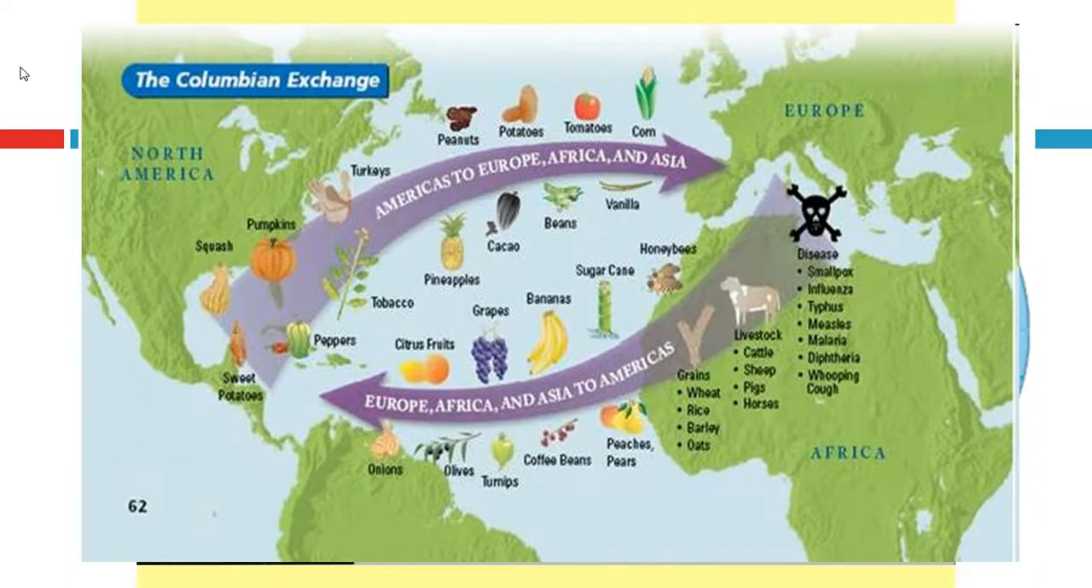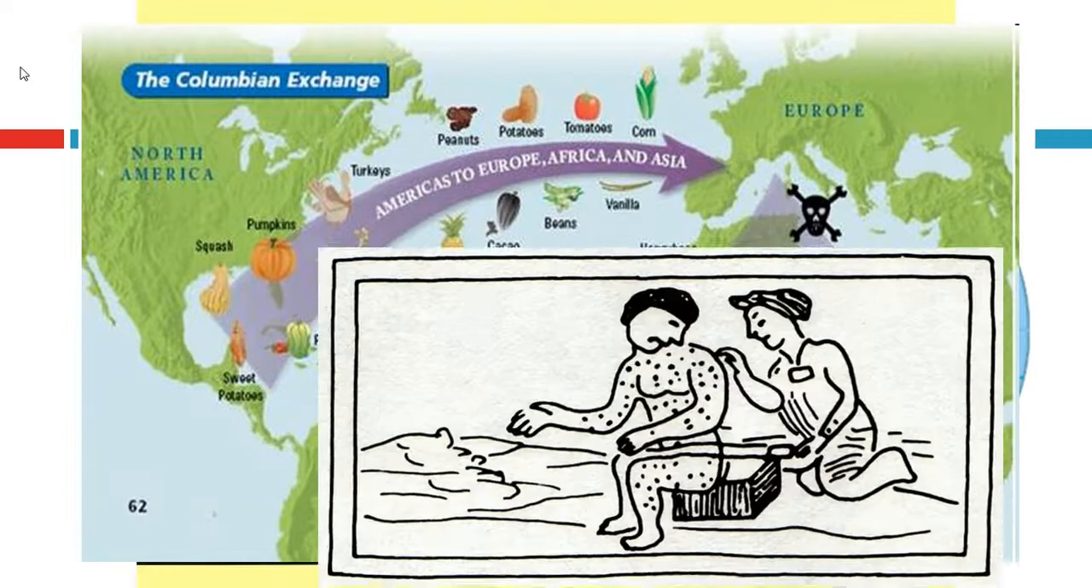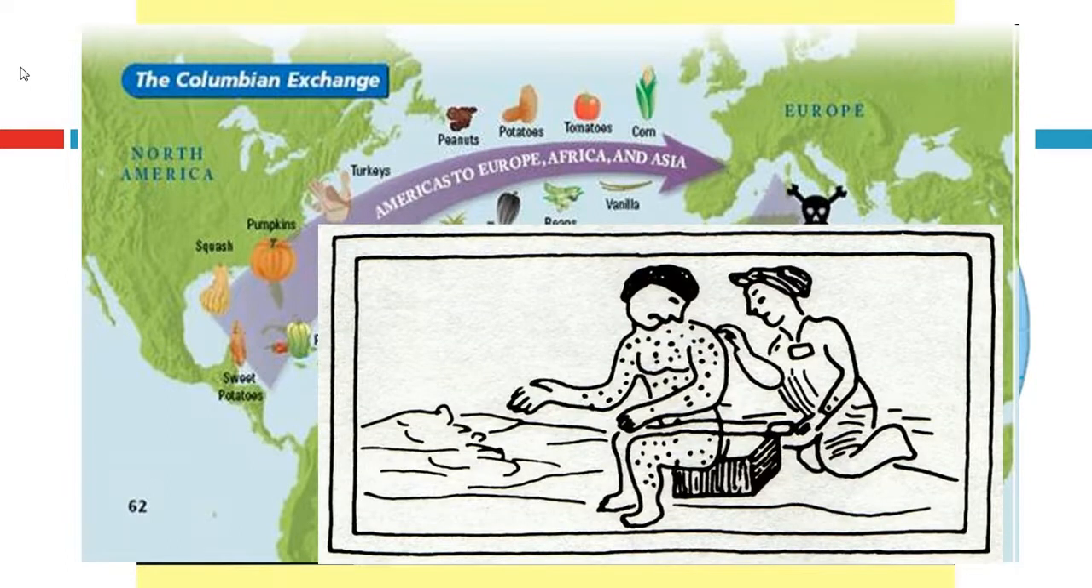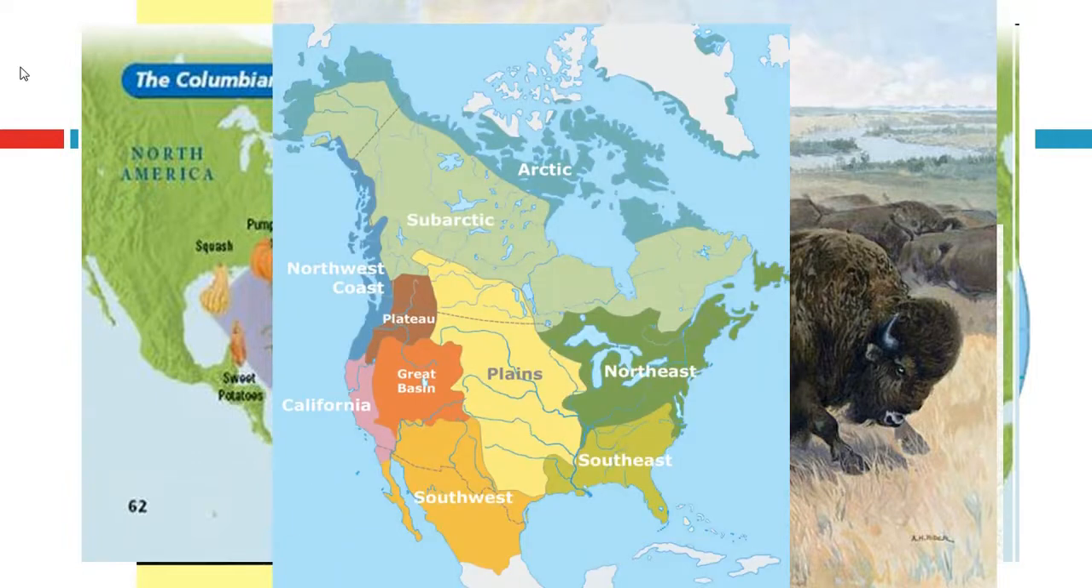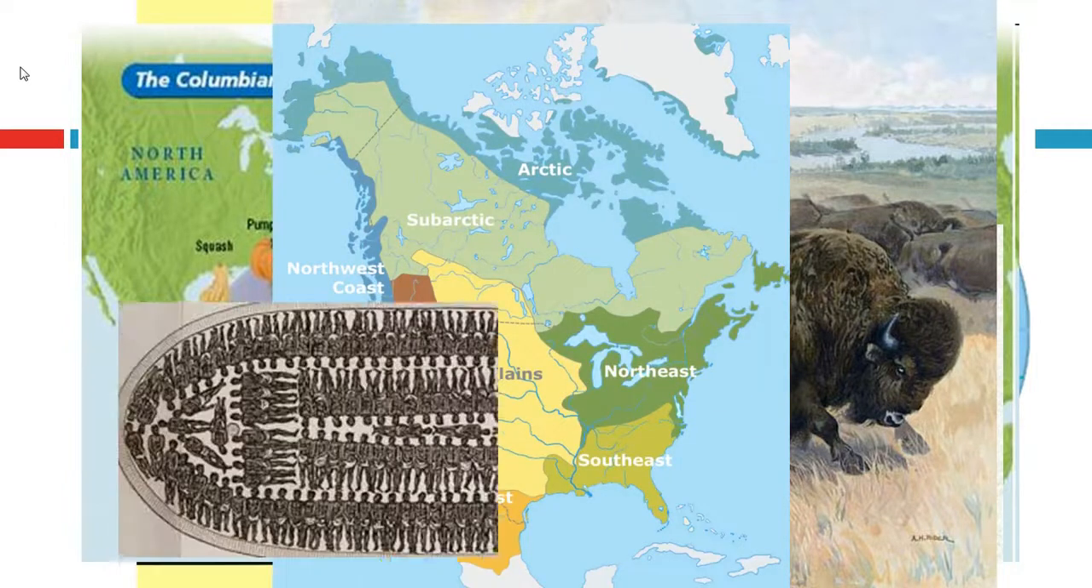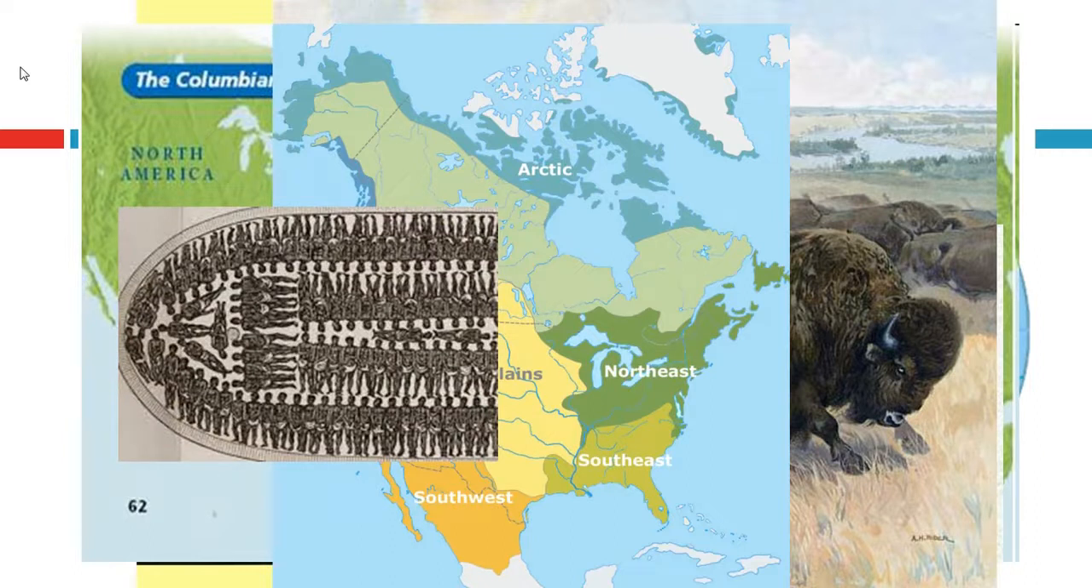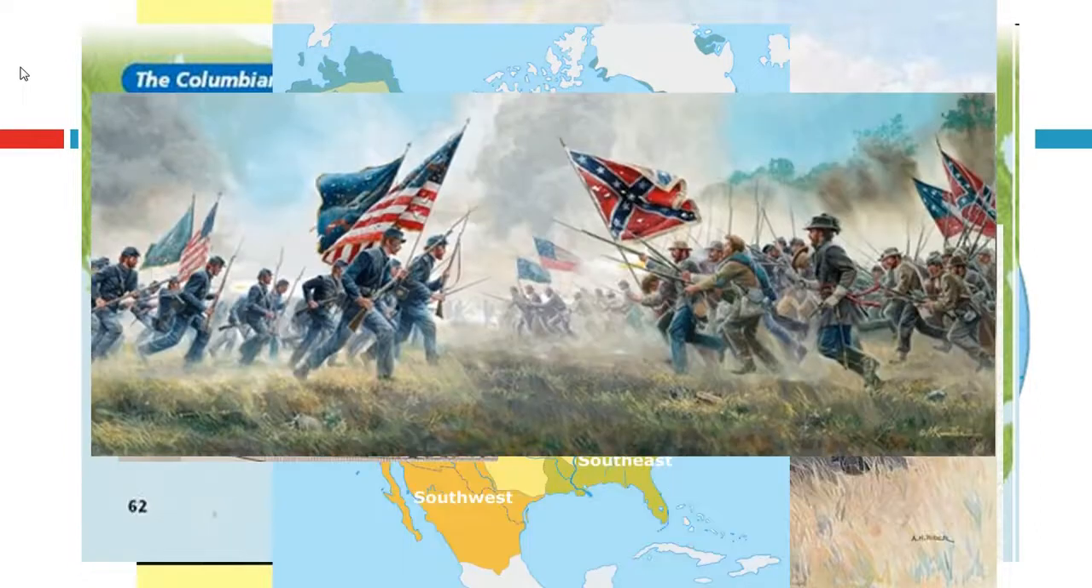For example, new foods made their way to Europe, helping to feed the hungry. European diseases decimated native populations, up to 90% in some locations. The horse made natives on the Great Plains more mobile and efficient at hunting. The institution of slavery forcibly brought African Americans to the New World, laying the foundation for what would be the dividing issue that almost destroyed the young American Republic.